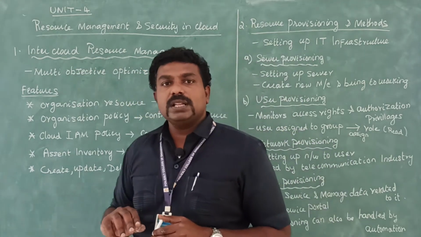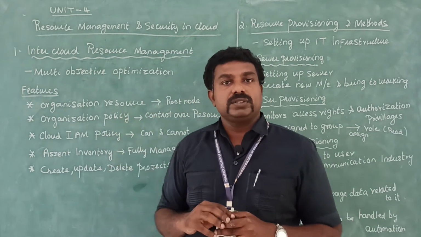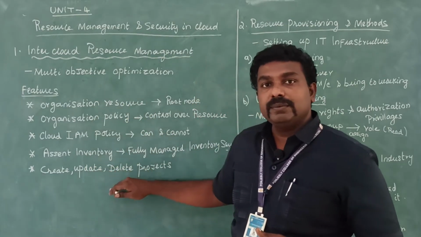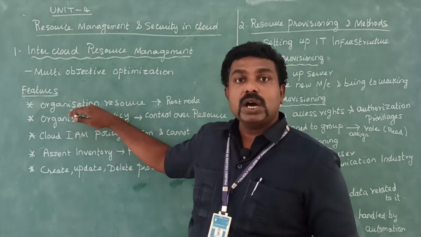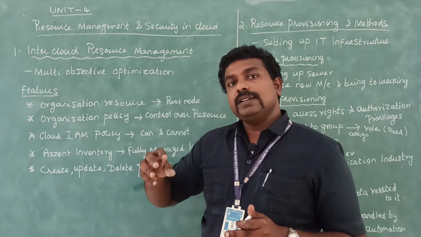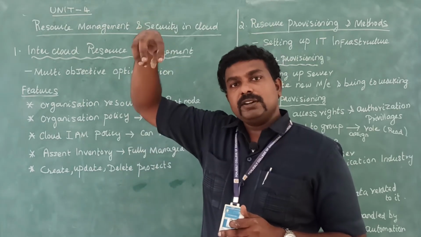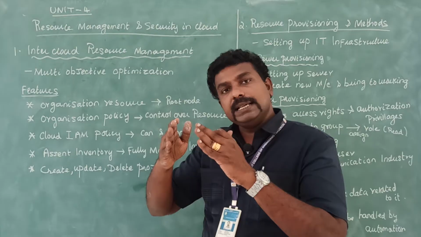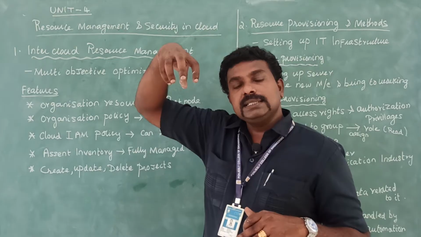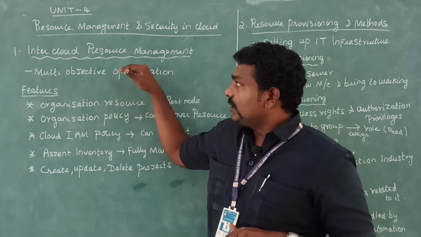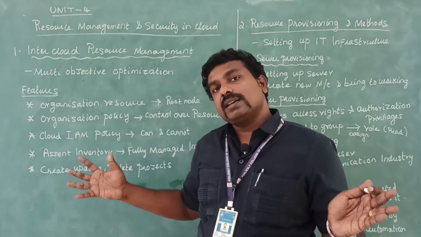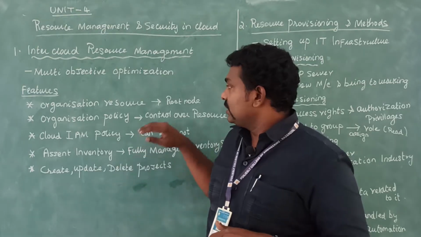Let's see what features are available in inter-cloud resource management. It has been categorized into 5 features. The first one is organization resource. Whatever resources you have in an organization will be clubbed together under a root. There will be different resources available under a single organization, and clubbing all of them together under a single root is possible with this resource management. So the first one is organization resource: all the resources are clubbed together under a single organization as a root node.